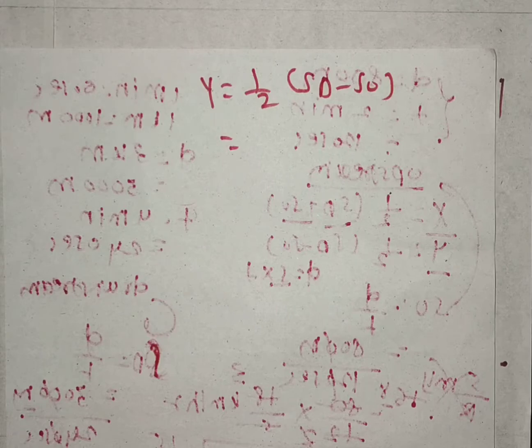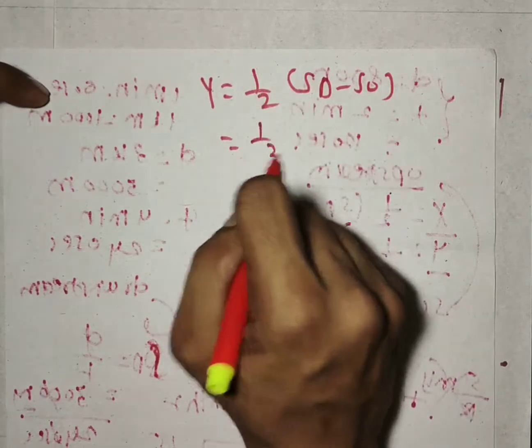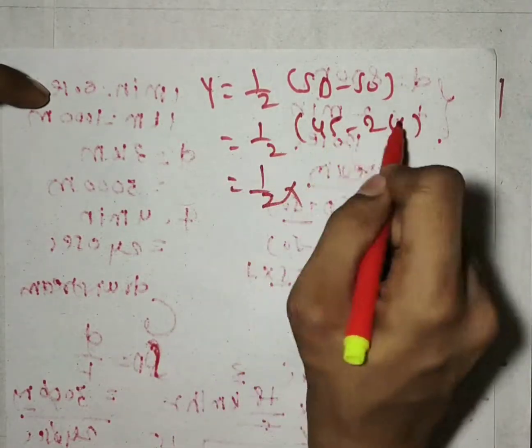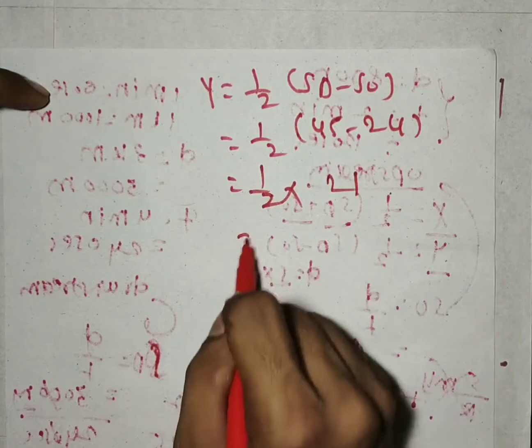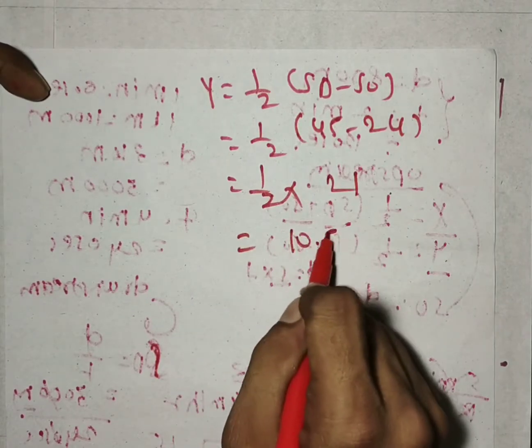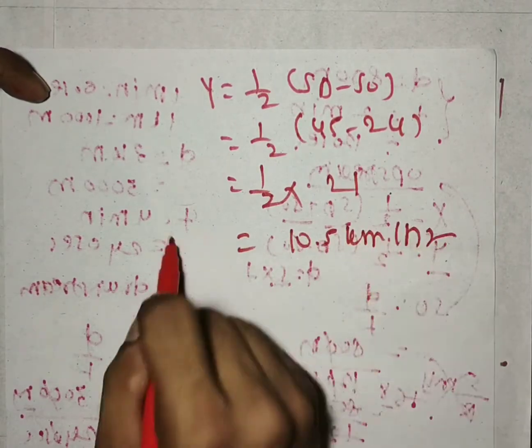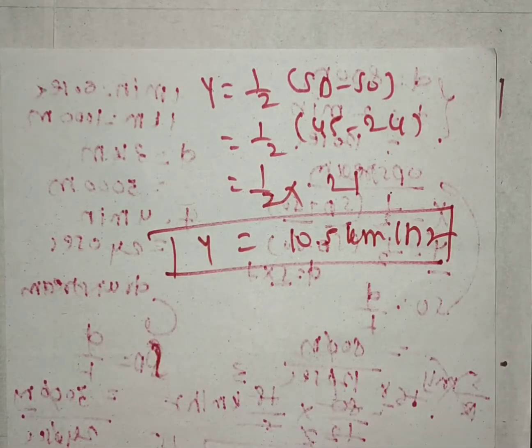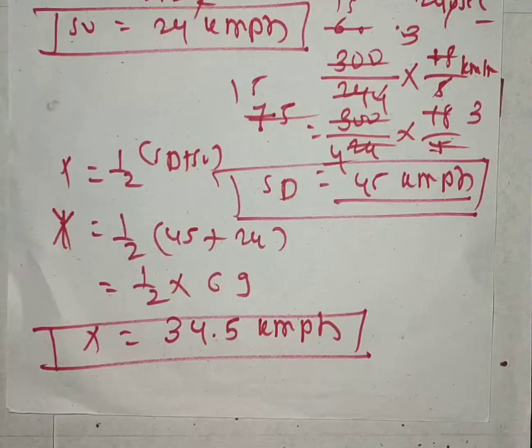Again we have to calculate the speed of the water as well. So y is equal to 1 upon 2 of (SD minus SU). As we know, SD is 45 and SU is 24. That's why 1 upon 2 into 21, so it will become 10.5 kilometer per hour. So this is y, meaning the speed of the water, rate of stream or velocity of the water, is 10.5 kilometer per hour. And the speed of the boat in still water is 34.5 kilometer per hour.